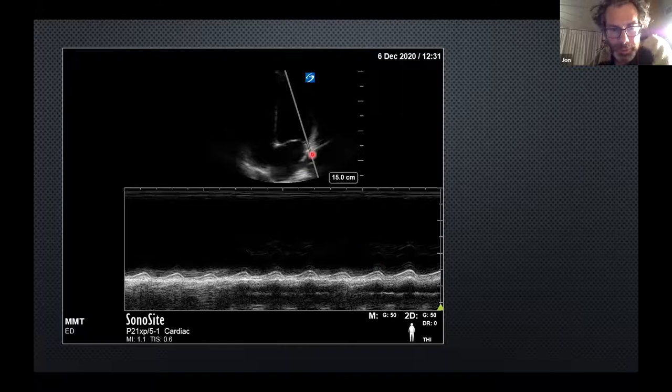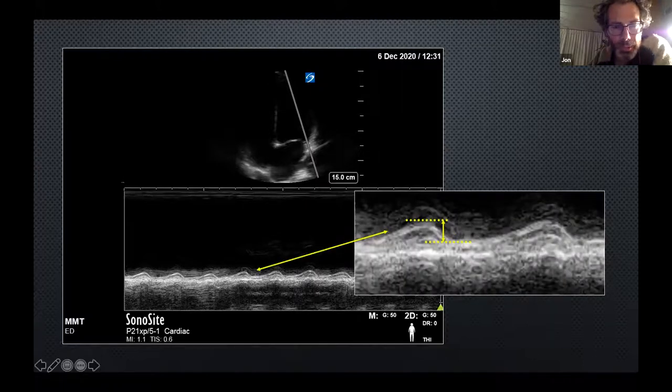This is the MAPSE that we mentioned. So you can see that the mitral annulus is not moving much, less than a centimeter there. And I also went back and did a bit of color Doppler. Yeah, that's how you measure MAPSE.